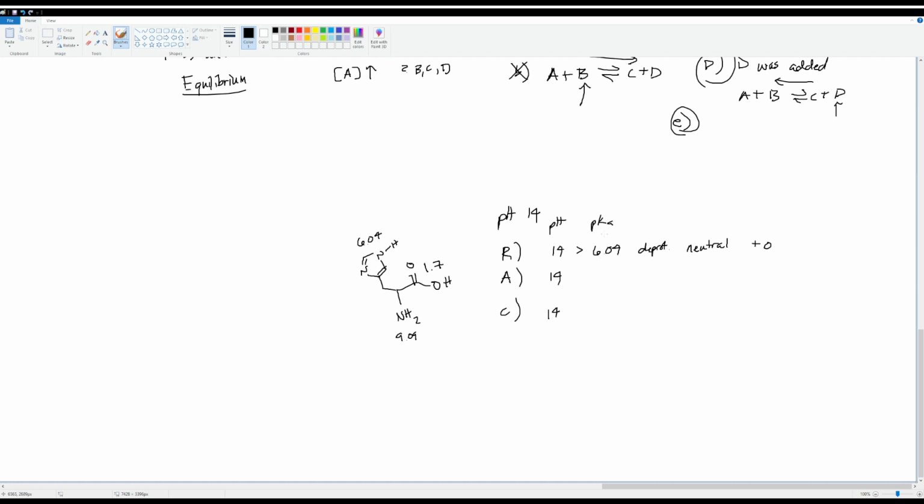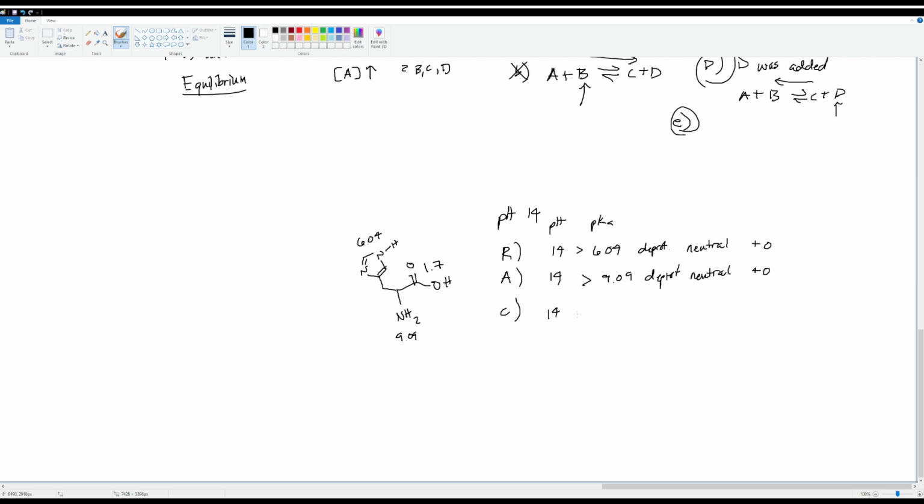Okay, for the amino group, my pKa is 9.09. So should I be protonated or deprotonated? Deprotonated, correct. And that's because 14 is greater than 9.09. A deprotonated amine is neutral, positive charged or negative charged? Neutral. So +0.